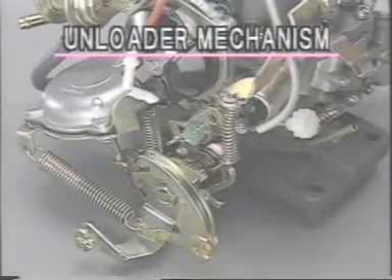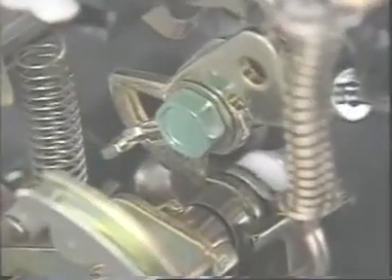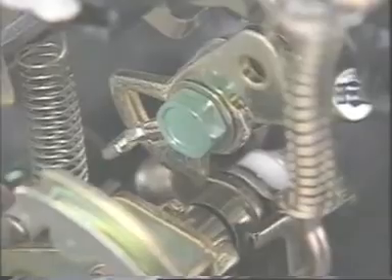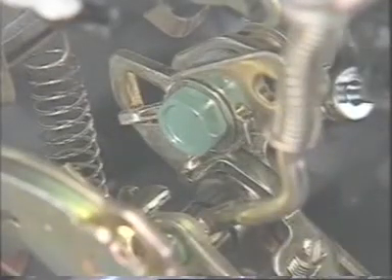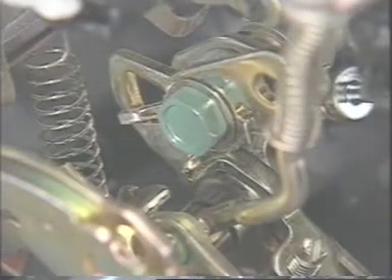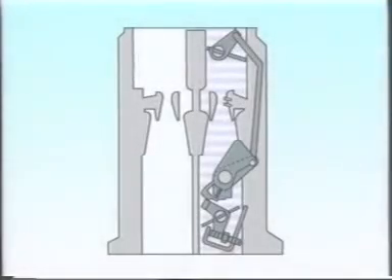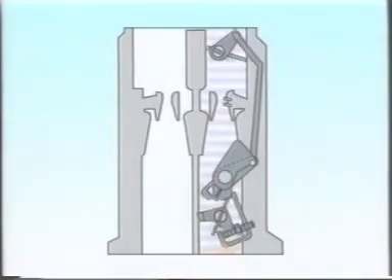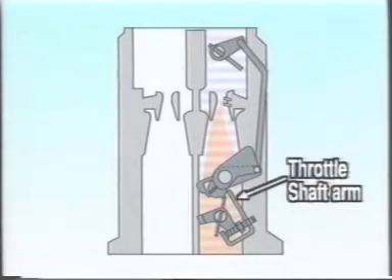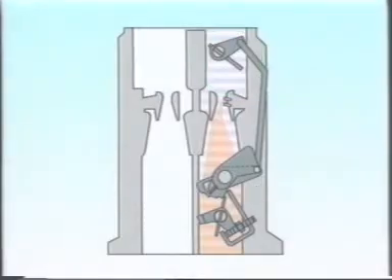Let's move on now to the unloader mechanism. The unloader prevents the air-fuel mixture from becoming too rich if the engine is started and runs cold without sufficient time given for warming it up. When the accelerator pedal is fully depressed, the throttle shaft arm moves the fast idle cam to force open the choke valve slightly. This allows more air to enter to prevent the mixture from becoming too rich.